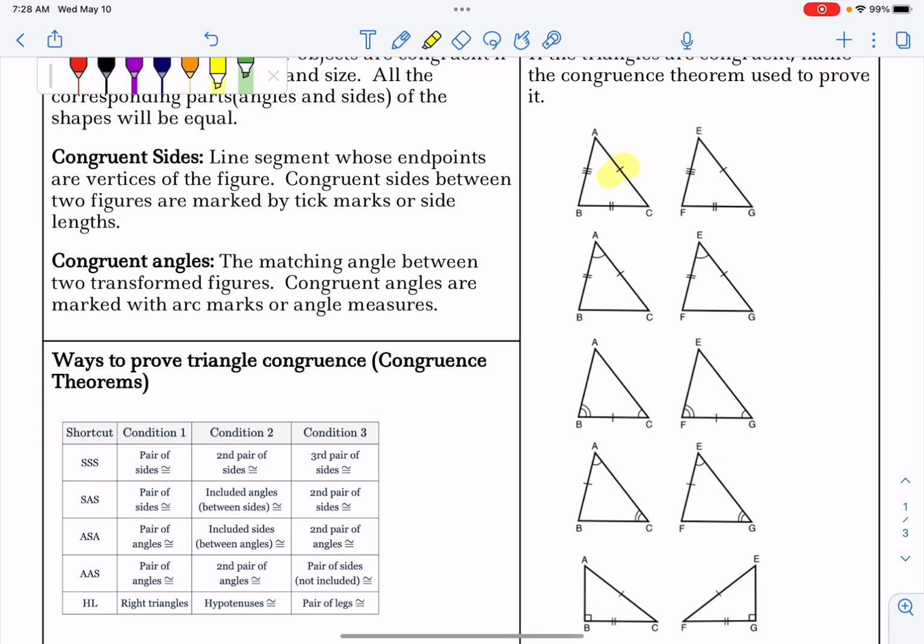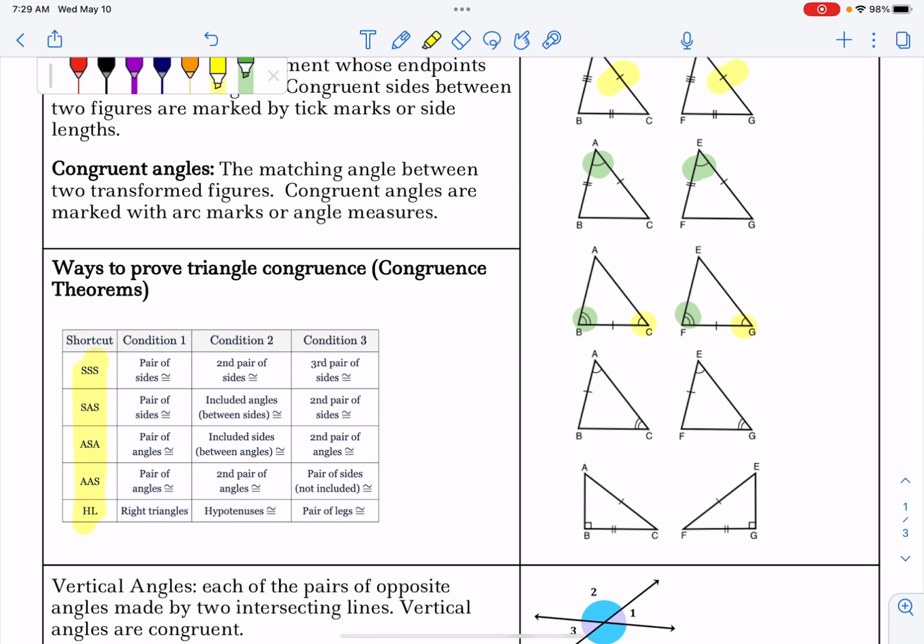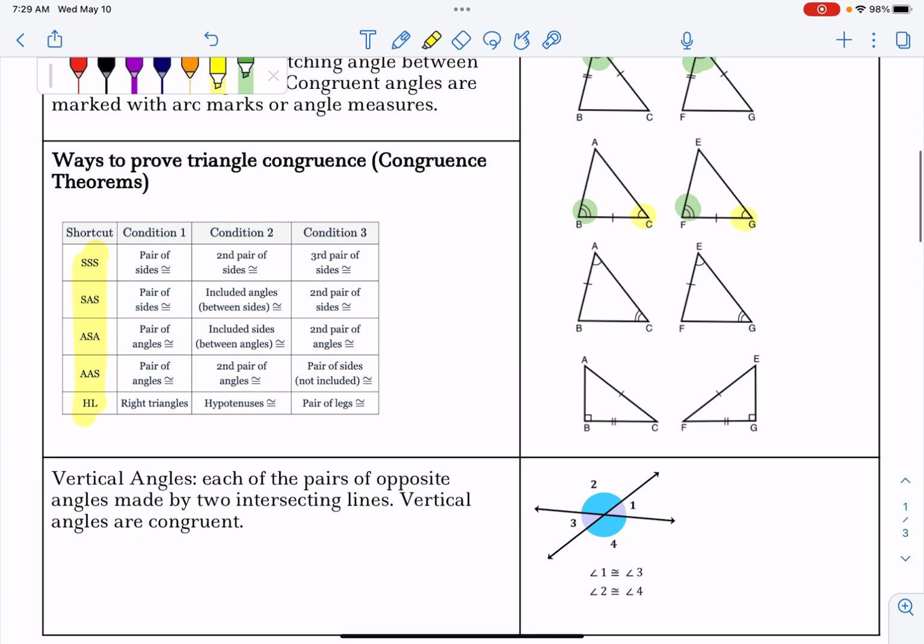Notice we're using little lines to indicate that two sides of two different triangles are congruent. We are also using these little curved lines to indicate angles are congruent. And notice down here, if we have more than one angle, we're using two lines to indicate that angle is congruent to the other one, but different from this one that only has one line. So again, check this out. Look at the markings. Definitely look at this area right here. These are the different ways that we're going to prove that these triangles are congruent. You're going to need to know those.